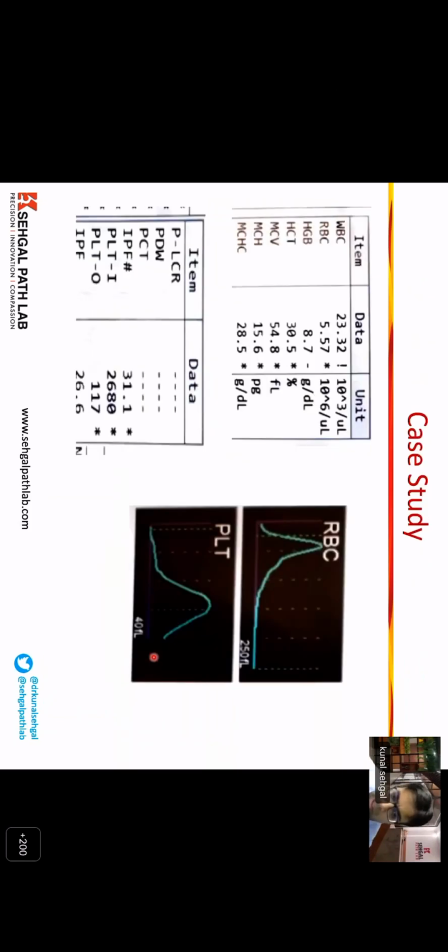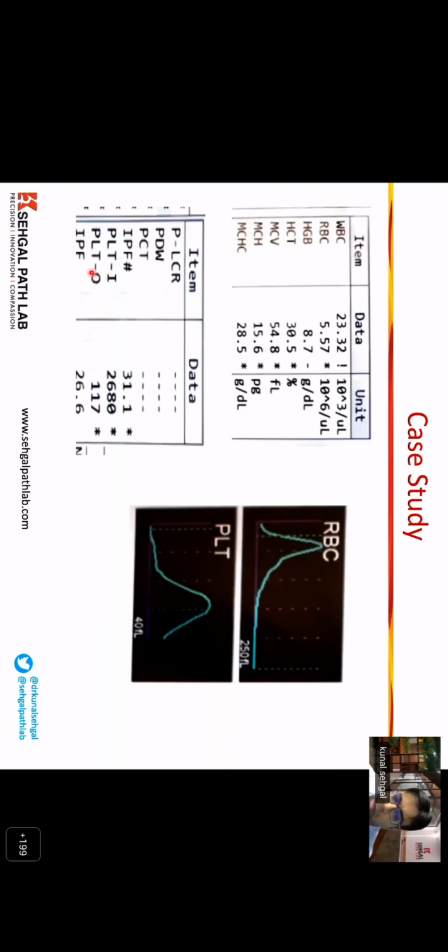This is my last case for the day, and a very interesting one. Somebody will have to help me out in this case. WBC count 23,320. Hemoglobin 8.7. MCV 54.8, MCH 15.6, MCHC 28.5. This case came to us for a review in our lab, and we do a test called CBC Advanced, where we run CBC, peripheral smear, and a retic count.